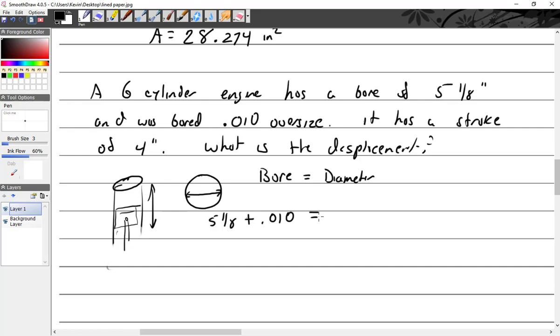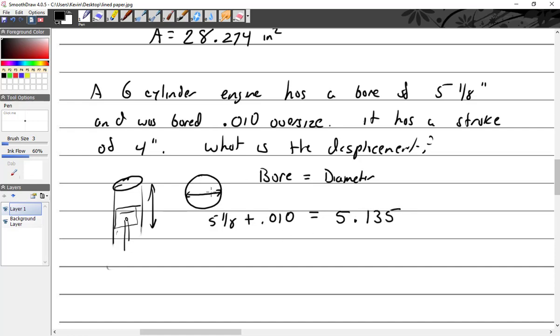Well, let's make that into a decimal so we can work with it. So what is 5 1/8 plus .010? 5.135. If you don't know that off the top of your head, it's 5, and 1/8 is .125, plus .01 equals 5.135. And that's the diameter.